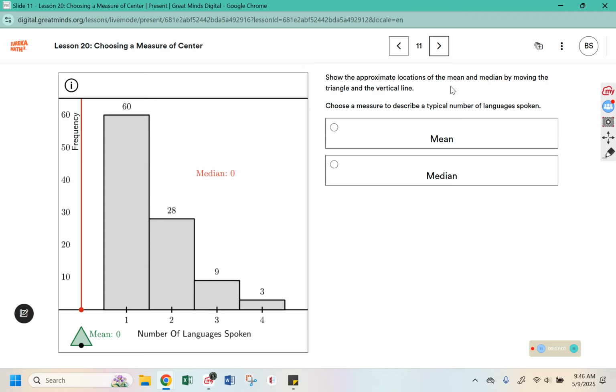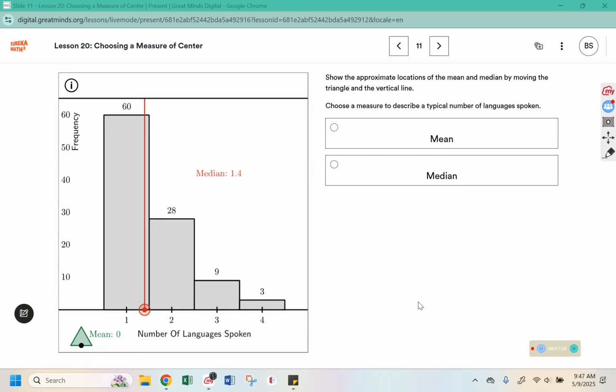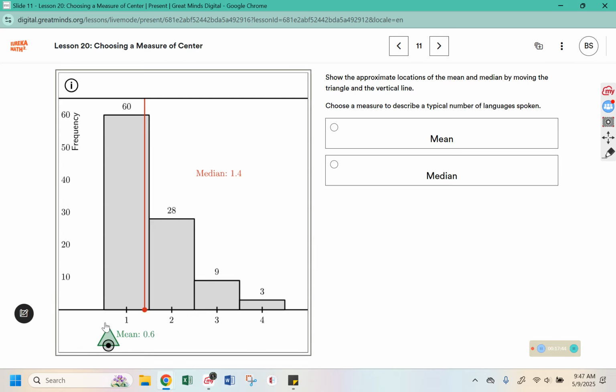Show the approximate location of the mean and median by moving the triangle and the vertical line. Choose a measure to describe a typical number of languages spoken. Well, since there's 100 people, the median would be in between 50 of them. So if there's 60 in this bar, we need to place the median somewhere inside that interval as well. It is skewed right. And what we know from the previous problems is when it is skewed right, the extreme values pull that mean slightly to the right of the median.